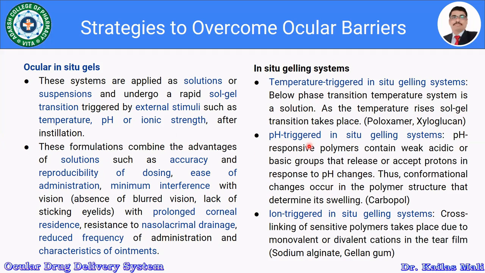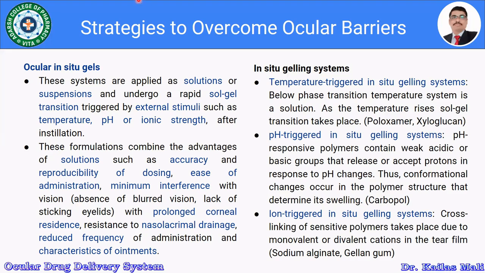In the case of pH-triggered in situ gelling systems, pH-responsive polymers like carbopol, which contain weak acidic or basic groups, release or accept protons in response to the pH change, and thus conformational changes occur in the polymer structure that determine its swelling and furthermore release of the drug onto the cornea.